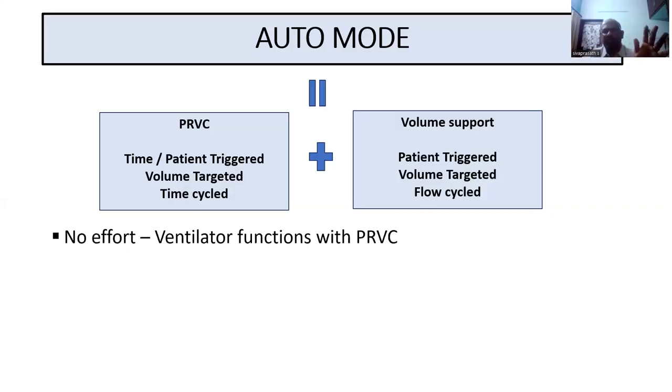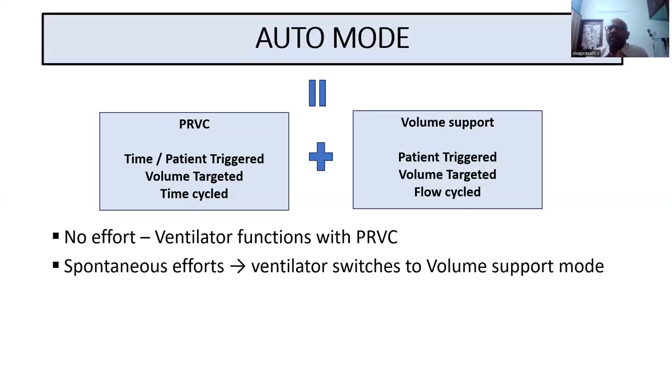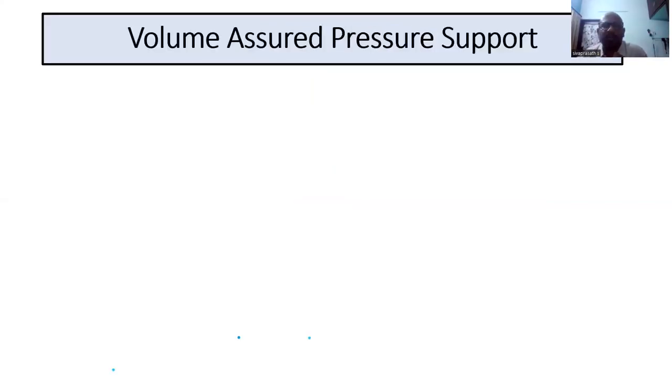If there's no effort from the patient at all, the ventilator functions like a PRVC. It will give a volume test breath. It will determine the plateau pressure and it will use that plateau pressure as the peak inspiratory pressure and it will give pressure control breaths. But if the patient has two or more inspiratory efforts, immediately it will change to volume support and it will start to achieve that same tidal volume with optimal pressure. And once it starts recovering, it will reduce the pressure. So this auto mode can be used from control to support modes as one mode.